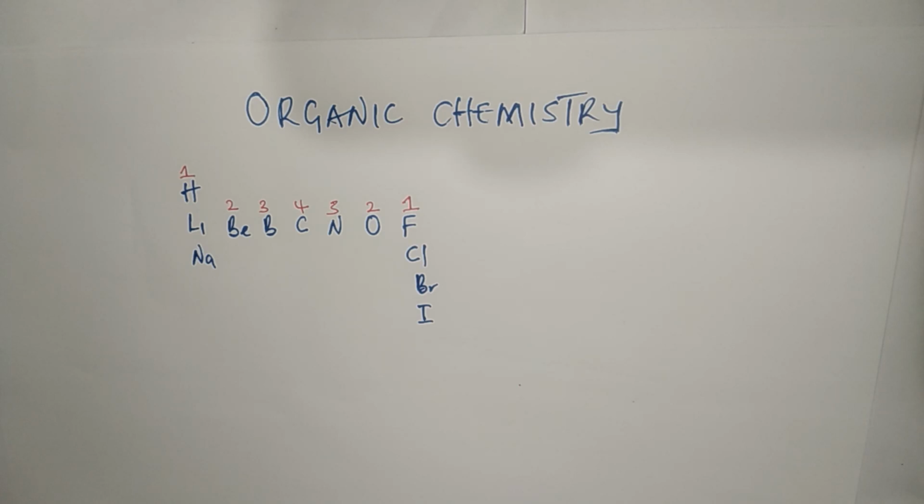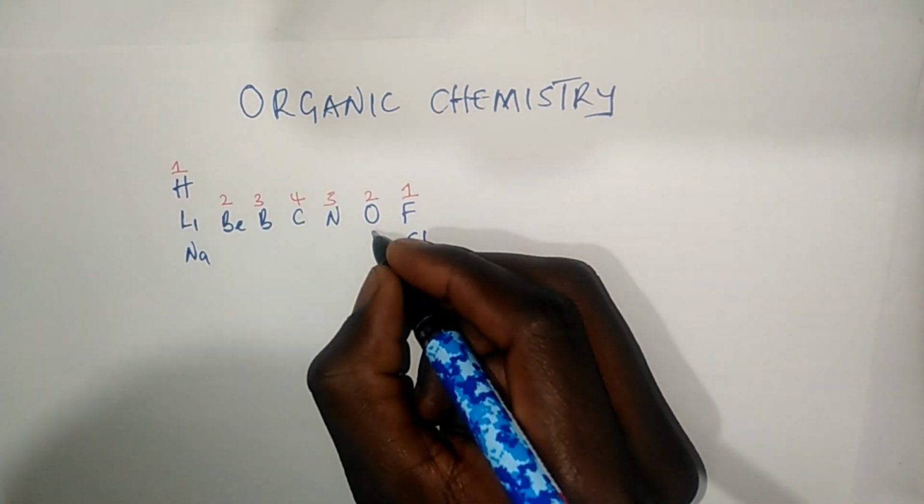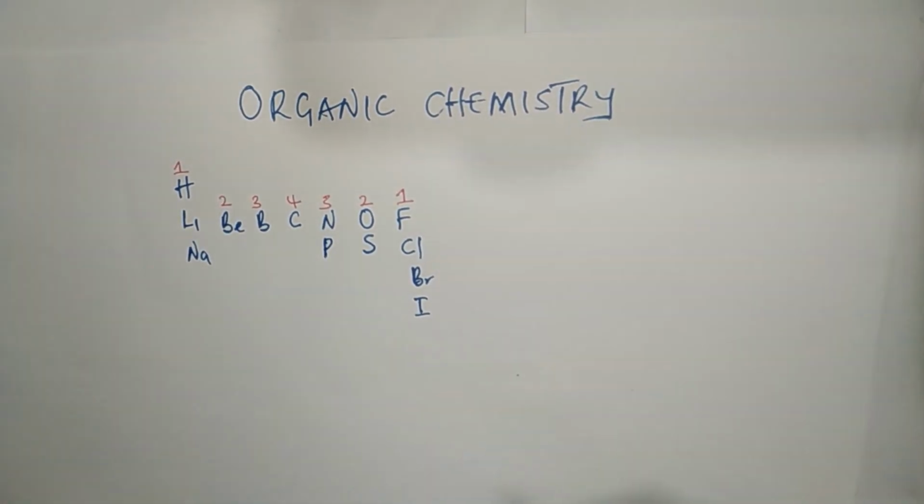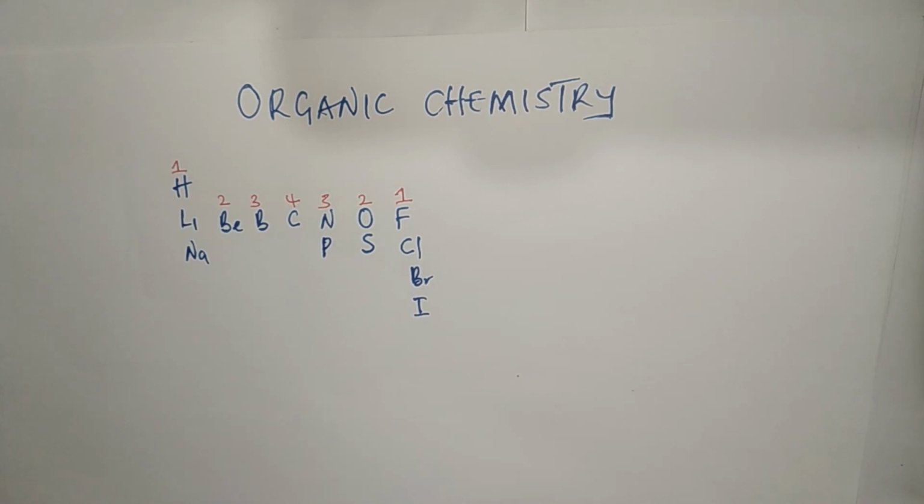There are special cases where fluorine, chlorine, bromine, and iodine like to form 7 bonds. We will not be treating that in this video. We will treat that in a subsequent video. We also have sulfur. We also have phosphorus. Having an understanding of the number of bonds each element likes to form in organic chemistry is very, very important. It serves as a guide whenever you are drawing Lewis structures of compounds in organic chemistry.